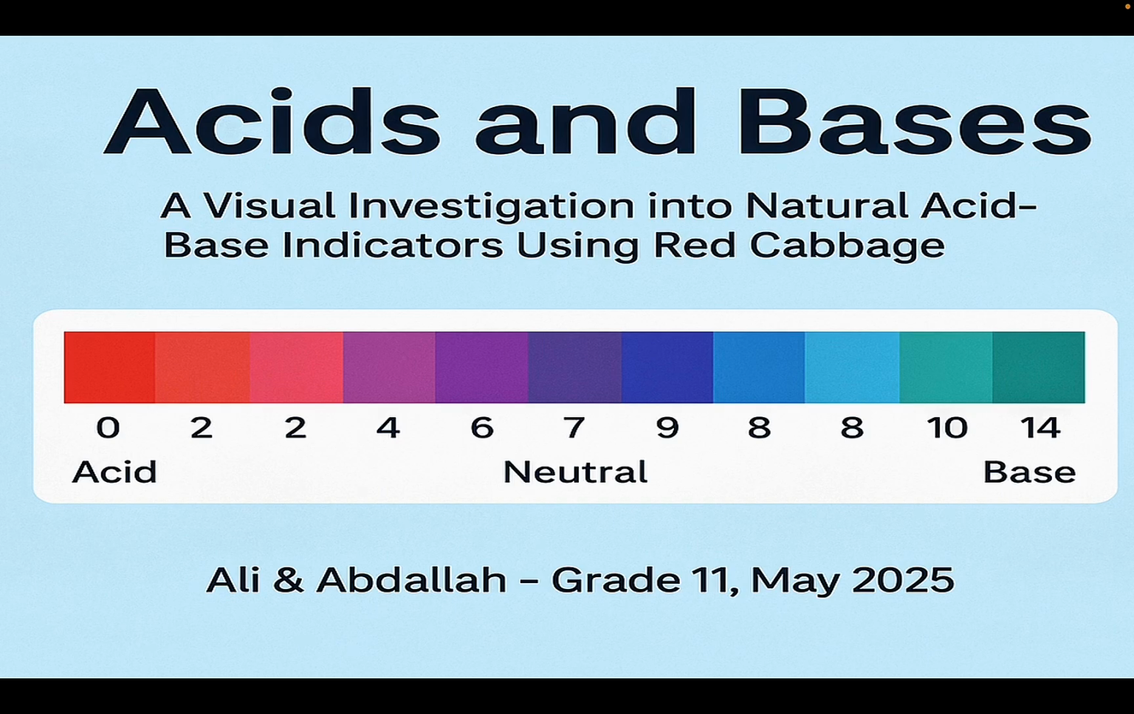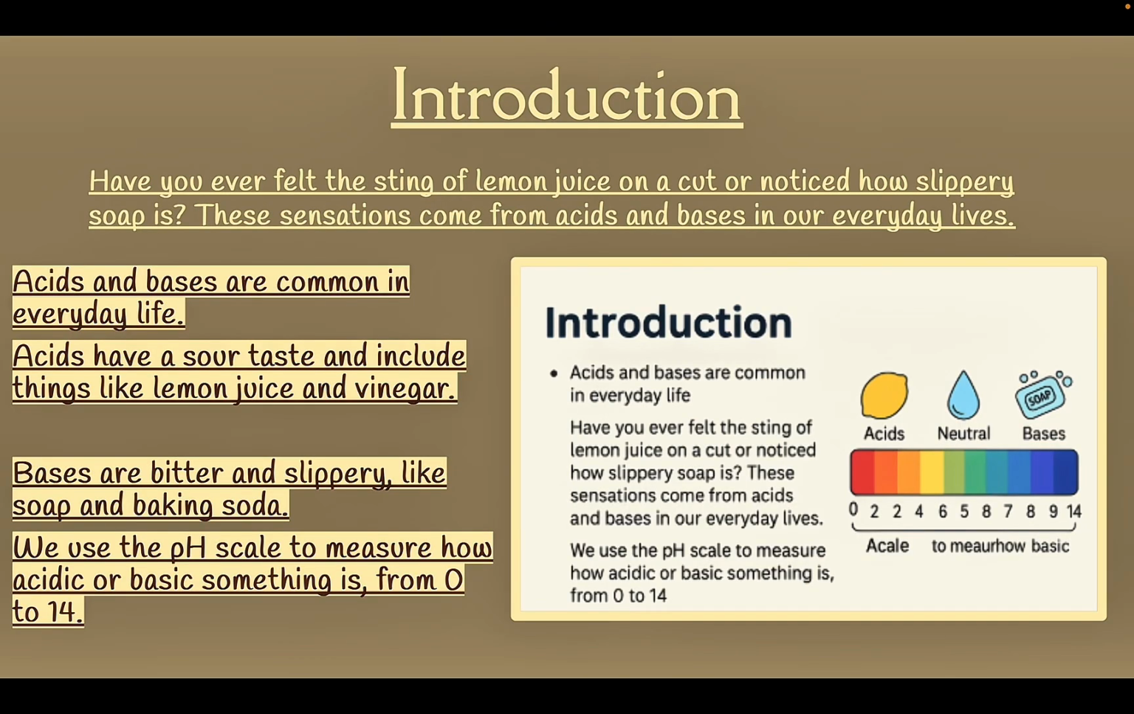Now let's go into the introduction. Have you ever felt the sting of lemon juice on a cut or noticed how slippery soap is? These sensations come from acids and bases in our everyday lives. Let's get deeper. Acids have a sour taste and include things like lemon juice and vinegar. Bases are bitter and slippery, like soap and baking soda. We can use the pH scale to measure how acidic or basic something is from 0 to 14.